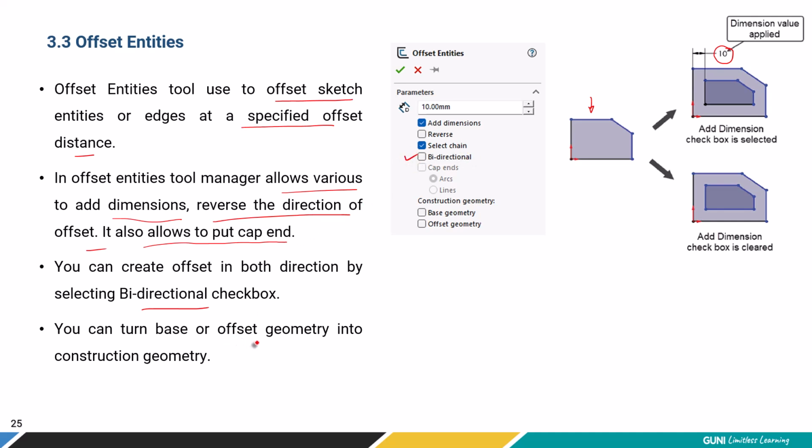You can turn the base or offset geometry into construction geometry. So additionally, you have options. Let's say over here, this is our original sketch, right? Now we are creating the offset geometry inside. Now what do we want to do with this parent geometry? Do we want to convert it into construction geometry? So we have to tick base if you want to turn the parent geometry into construction geometry. If you want to turn the newly created offset geometry into construction geometry, then you tick this part. So it will convert the newly offset sketch into construction geometry.